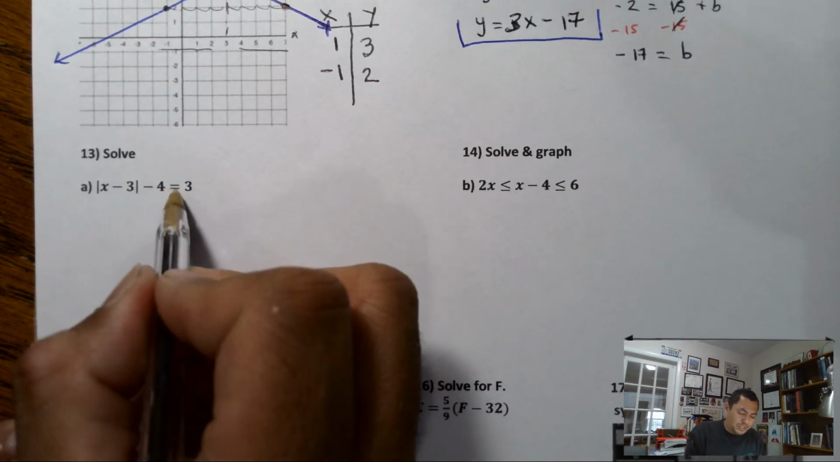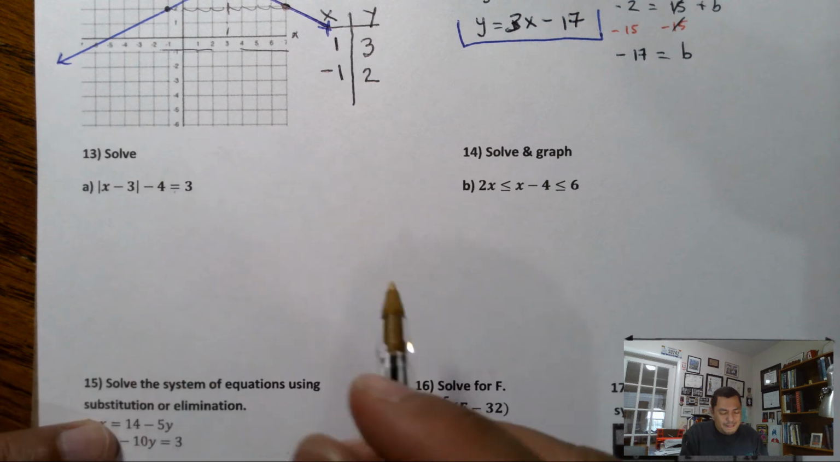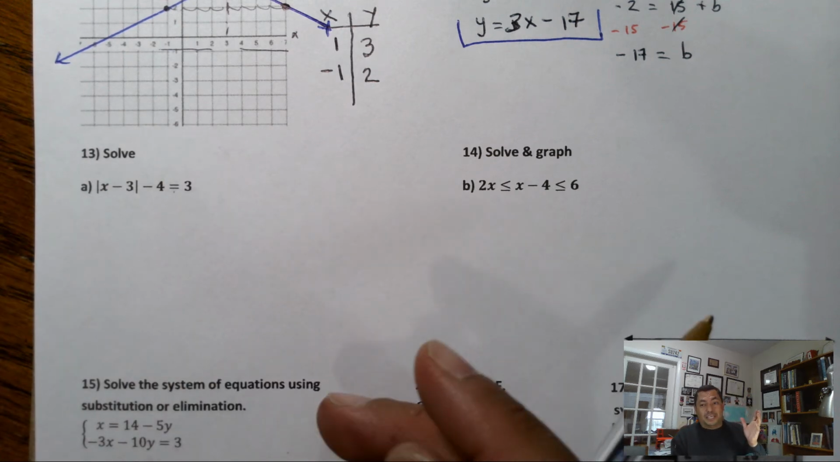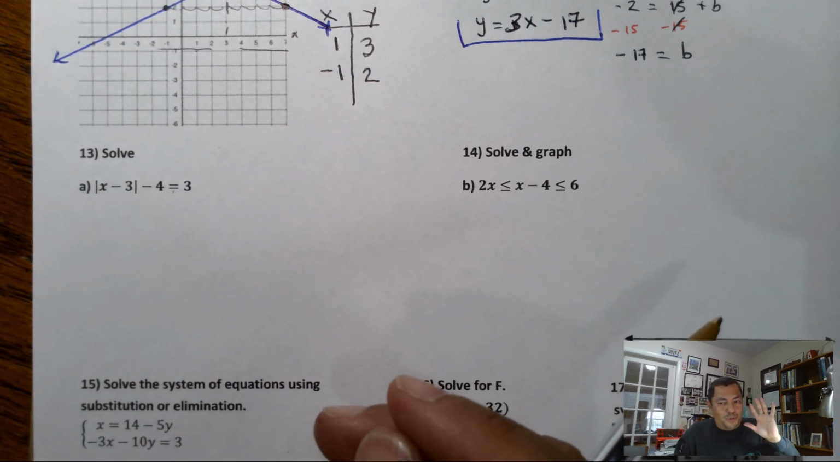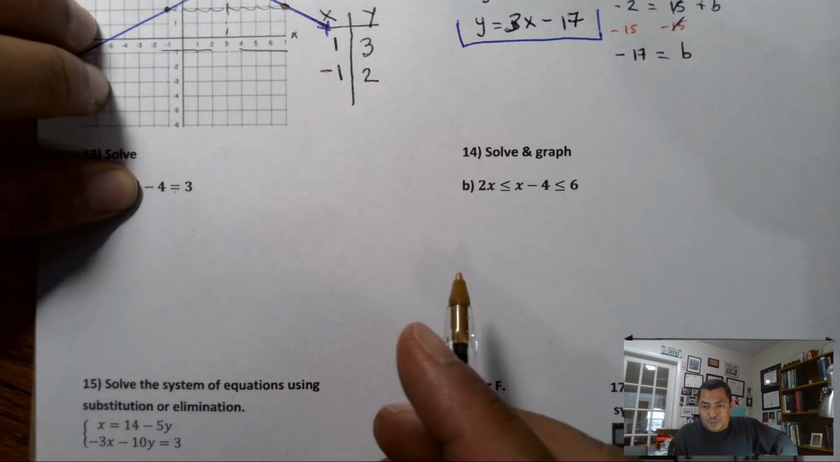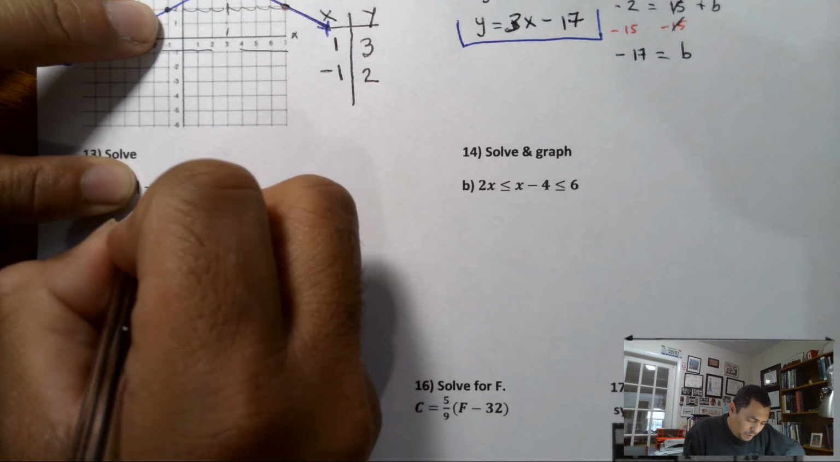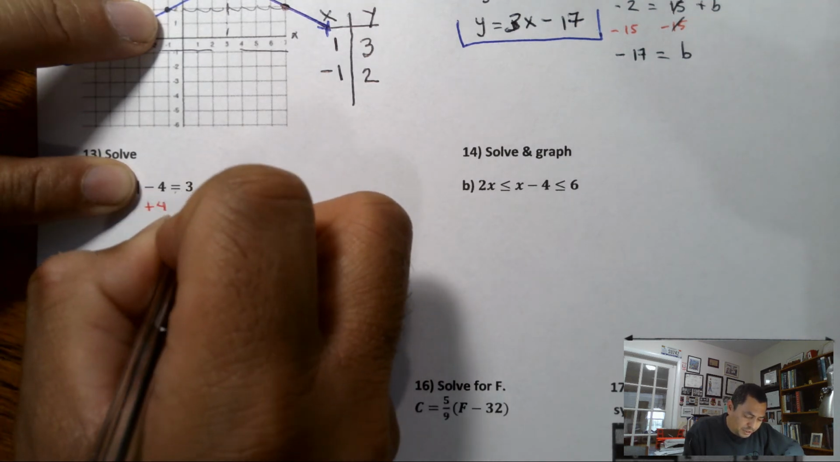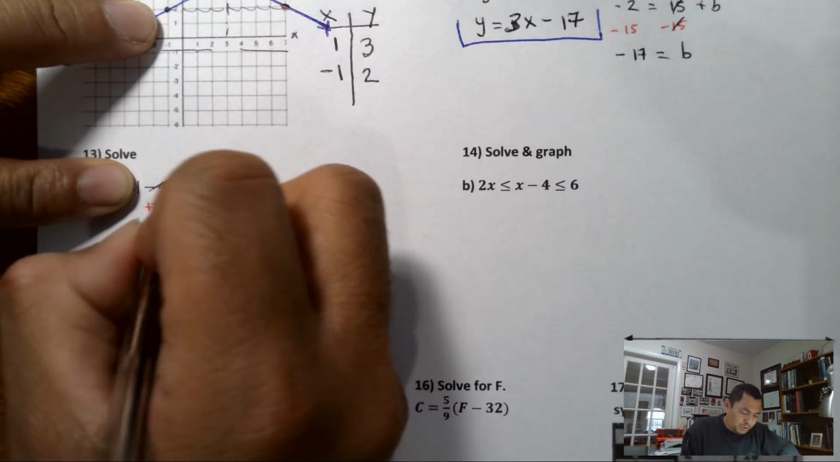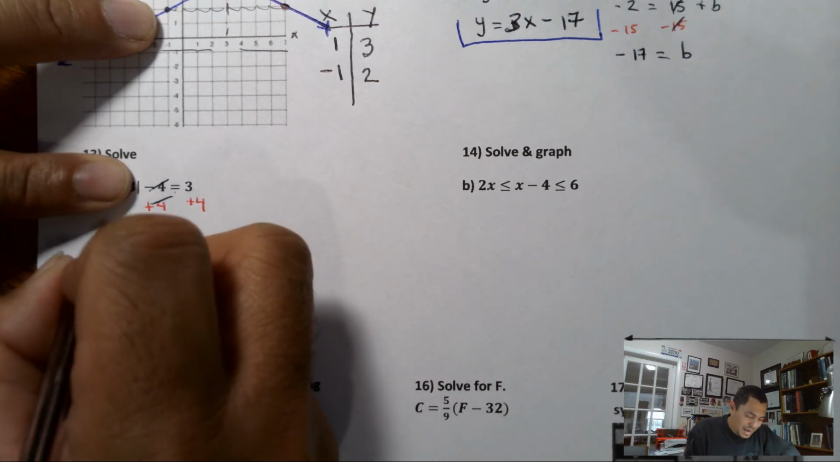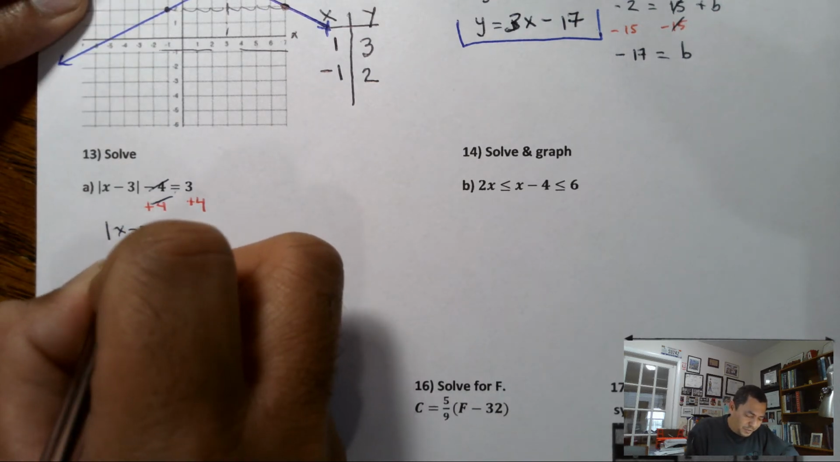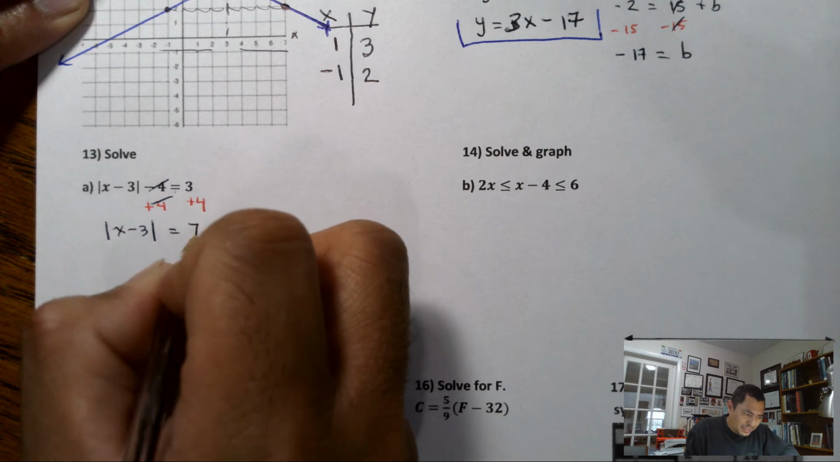Now we're going to solve the absolute value equation. It's an equation. I see an equal sign. Absolute values are not the same as parentheses, so we need to leave the absolute value alone. So I need to move that 4. So plus 4, these two go away. So I have absolute value of x minus 3 equals 7.